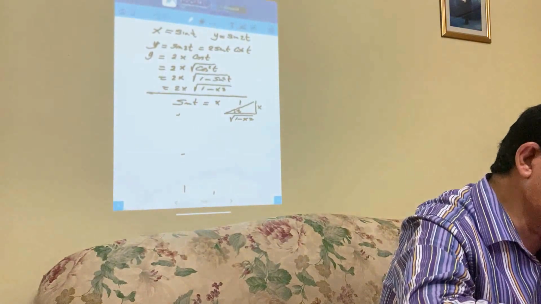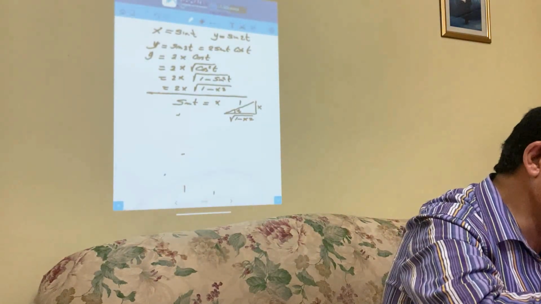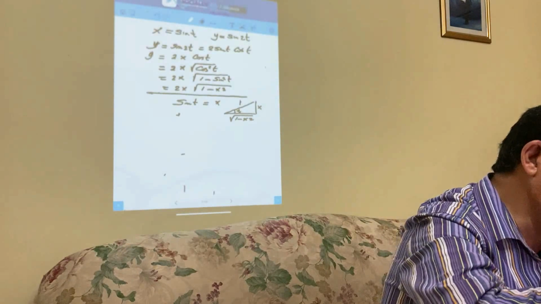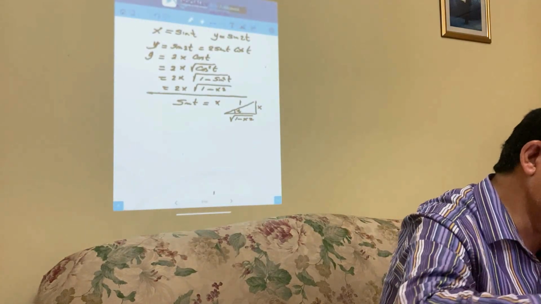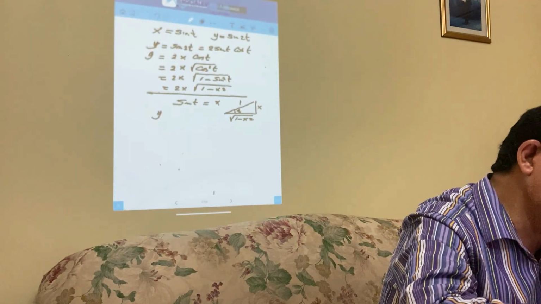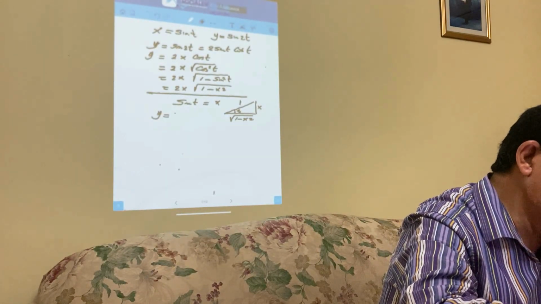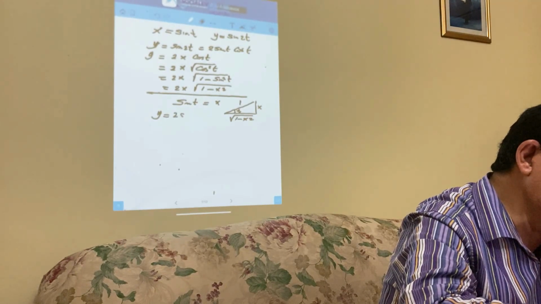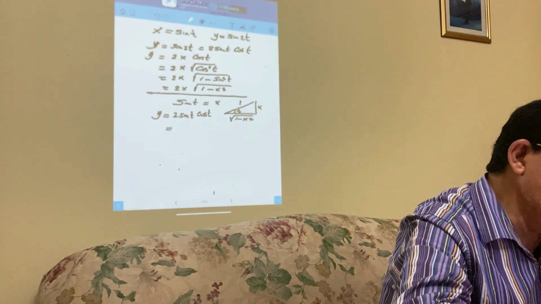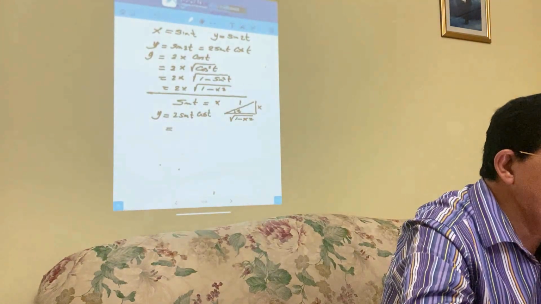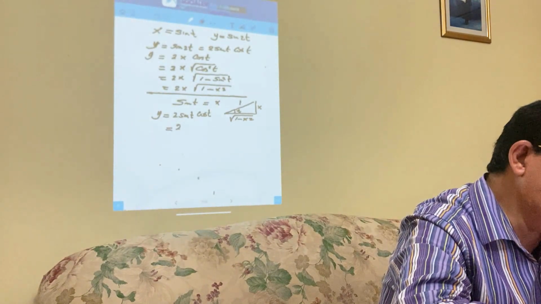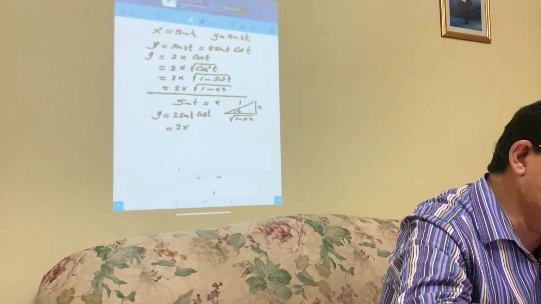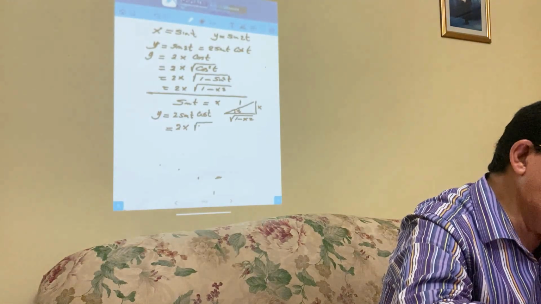Then you go to the other equation and you find the following. y equals sine 2t, which is 2 sine t cosine t. And you use the triangle to substitute. What is sine t? It is x. And what is cosine t? It is the square root of 1 minus x squared.